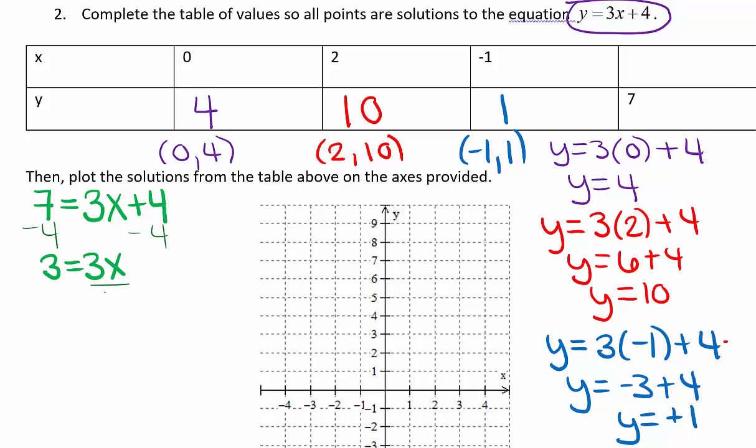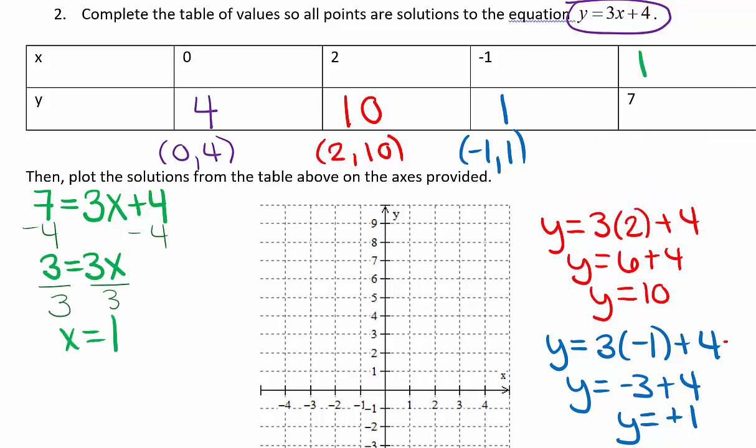And then divide by 3. And I get x equal 1. So the point (1, 7) is also a solution. So this table of values contains 4 solutions to the equation y equals 3x plus 4.